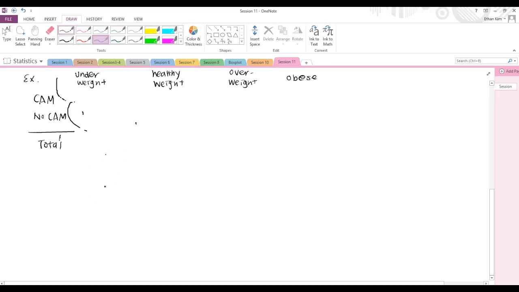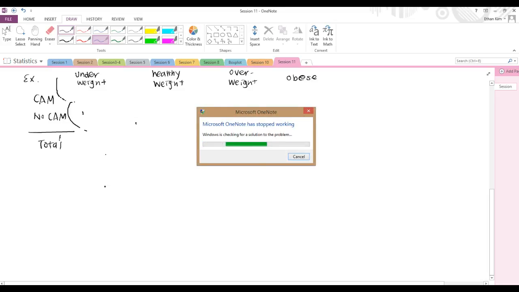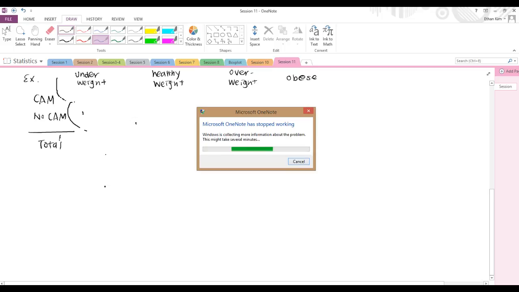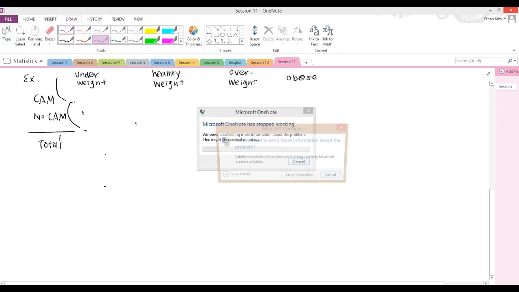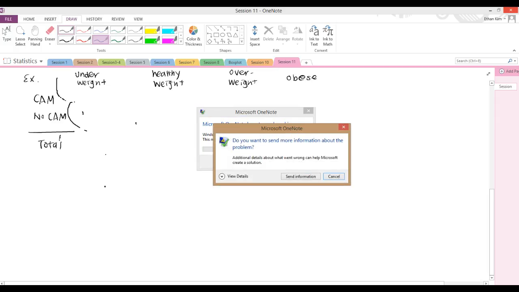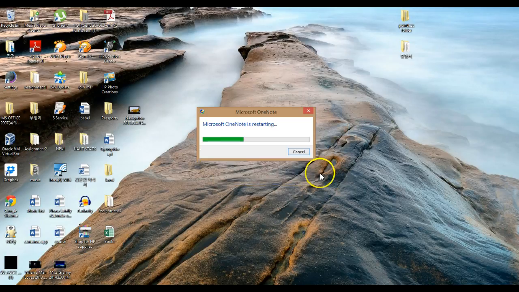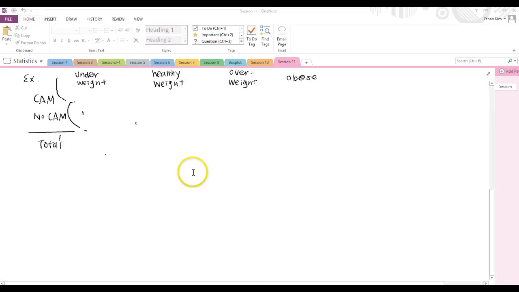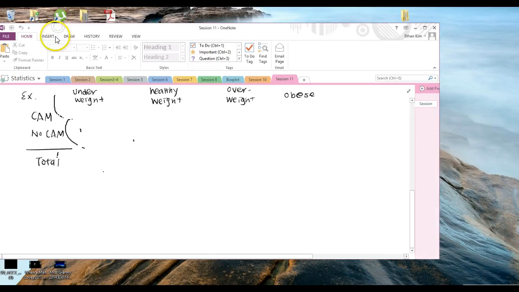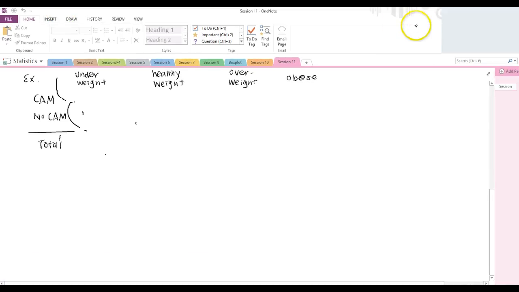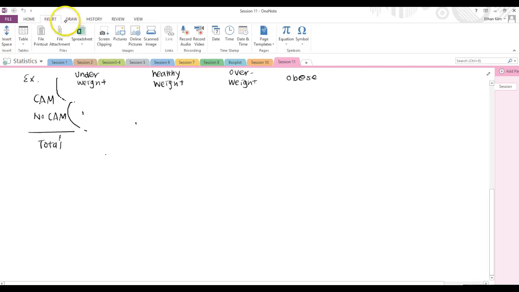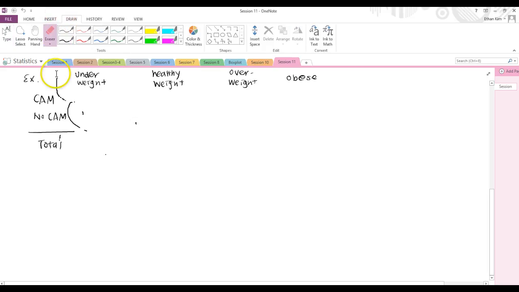We're looking at the information of two tables concerning the use of CAM in the past year and the weight class based on the body mass index. We're going to look at this with the proportion or probability. Let me clear this up a little.